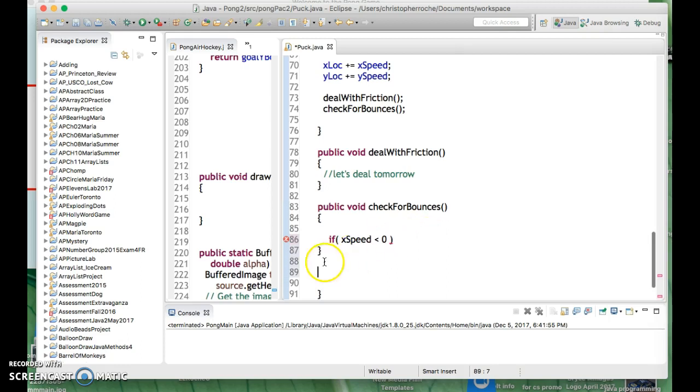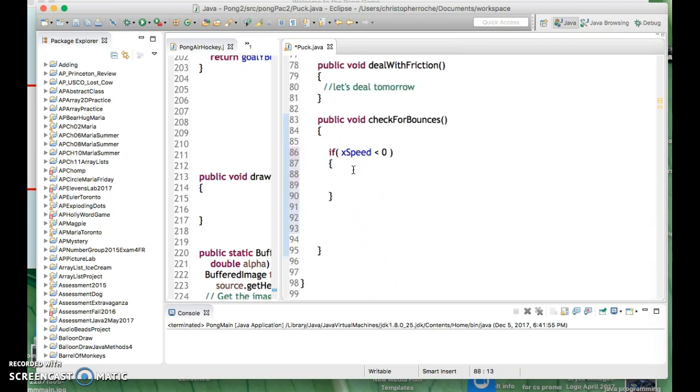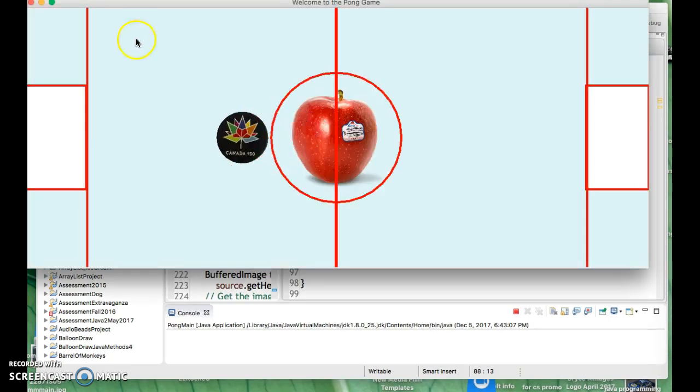So if that's true, I don't know what I did here. I did something weird. If that's true, then I want to do some stuff. Then what I have to do basically is check a couple of things. I want to check the x location, basically. The problem here is that I guess I was planning this in like two stages, but maybe we could do this just all at once.